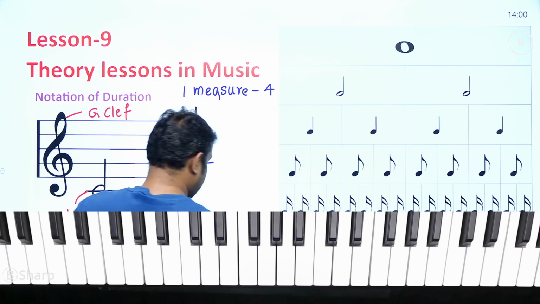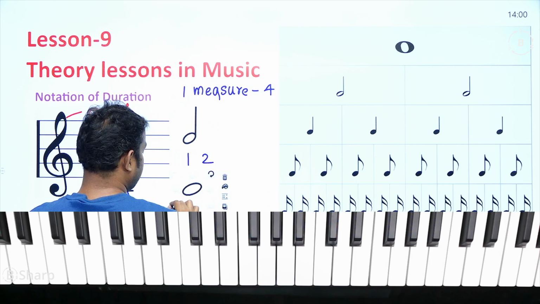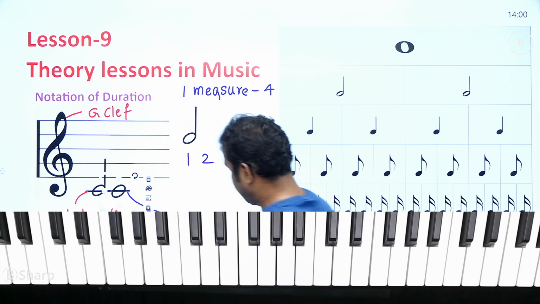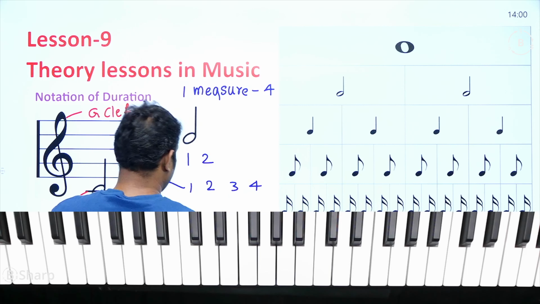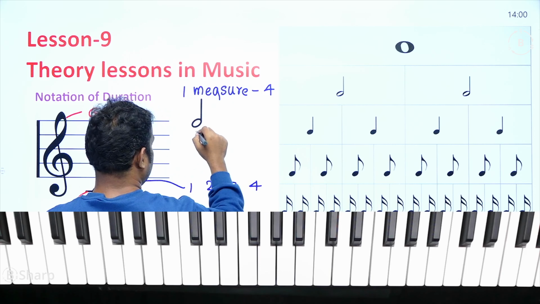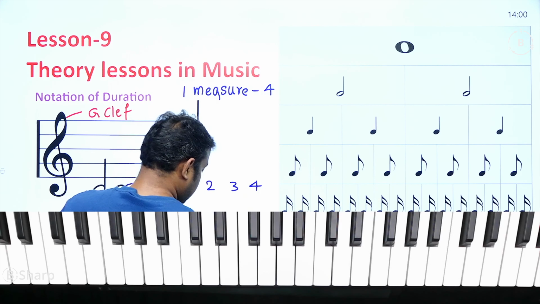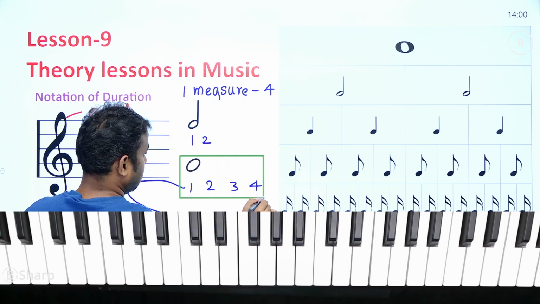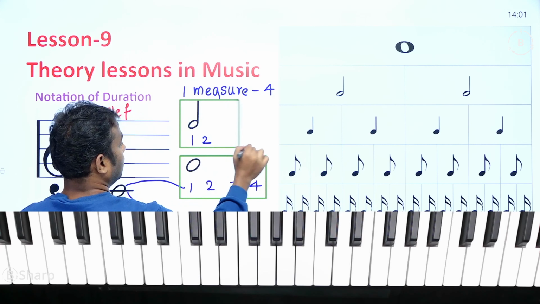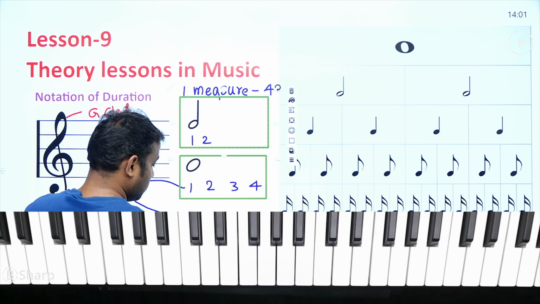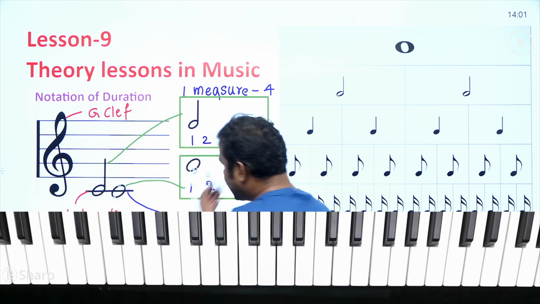The same thing on a ledger line like this, I'm just showing you the difference. In the previous case where we used a whole note, the same thing comes like this: 1, 2, 3, 4. For this one, it is completely this set. For this symbol, we need to give it like this. I hope you understood this, and I hope you got it through the color differentiation.